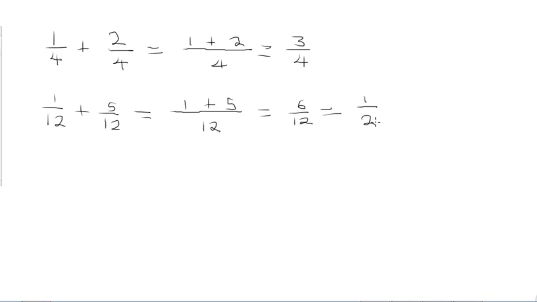Okay, grade 7s. We can move on to adding fractions which have one denominator as a multiple of the other denominator. So what do I mean? Let's say we've got two fractions, and these fractions are 2 over 3 being added to, let's say, 5 over 6. Okay, 2 over 3 plus 5 over 6.